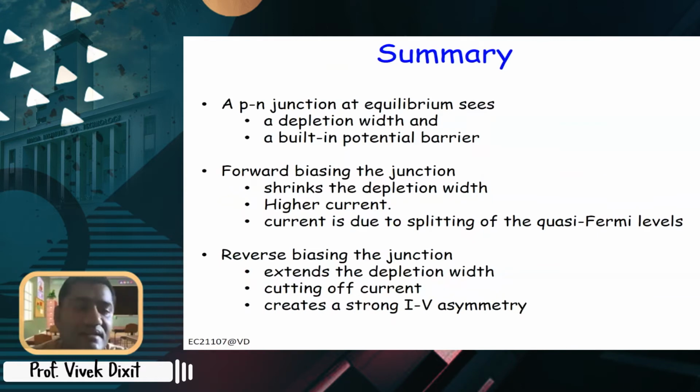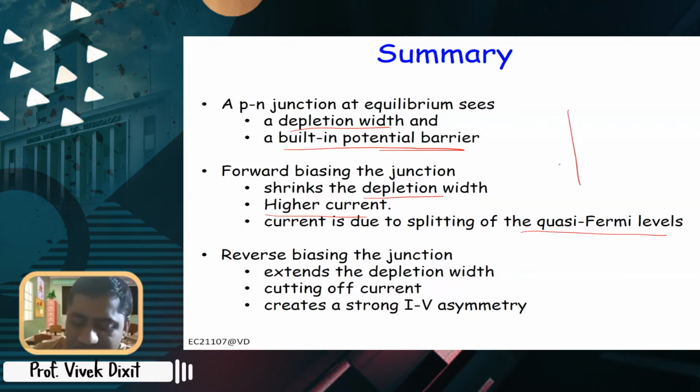Summary. A PN junction at equilibrium has a certain depletion width and a built-in potential barrier. In forward bias, the depletion width and the barrier both shrink. And of course, you have higher current, which is mainly due to diffusion. And there is a splitting of the quasi Fermi levels in both cases, in forward bias and reverse bias. So of course, there is a high diffusion current in forward bias, and there is a fixed drift current in the reverse bias.